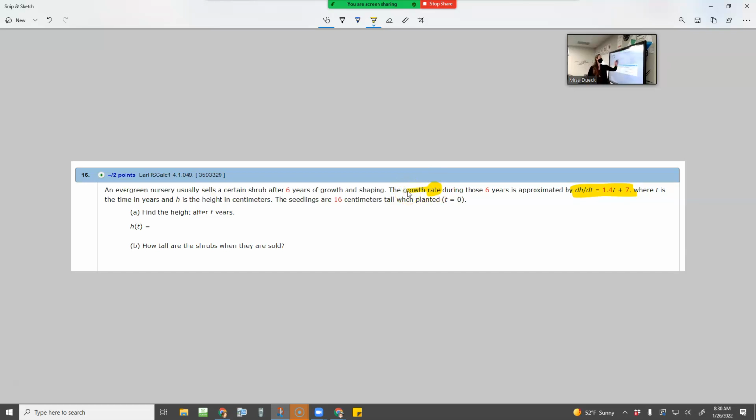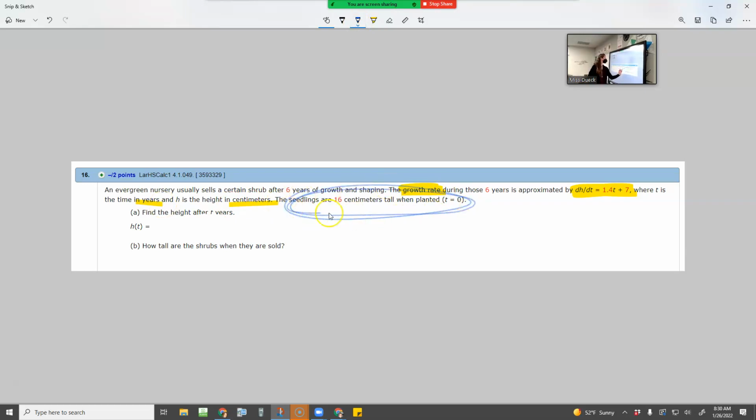Okay, so what do we got? We got dH/dt, and it is a rate, which means it is a derivative. Whereas I'm teaching algebra 1, it's a slope, or a slope of a tangent line, where t is time in years, that could be helpful, and h is the height in centimeters, that could be helpful, and the seedlings are... why am I going to blue right now?